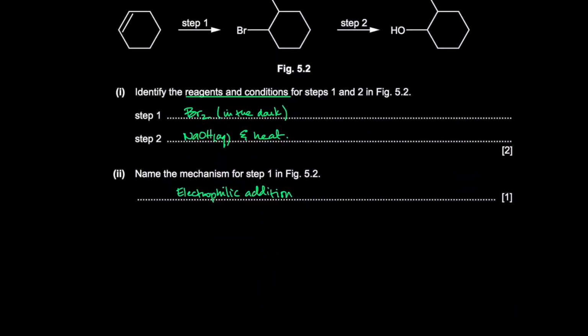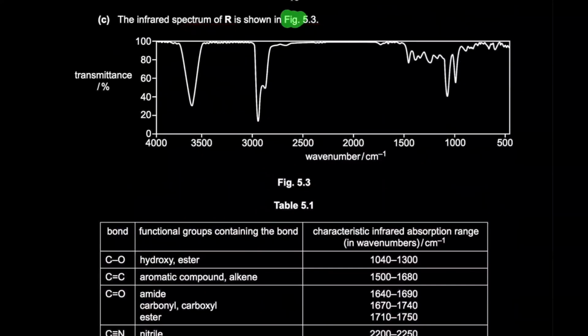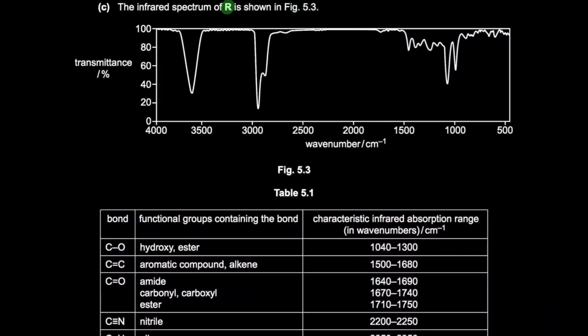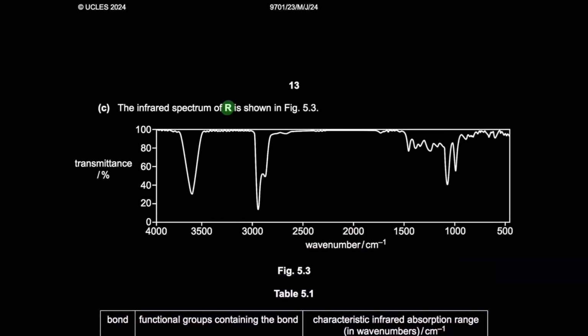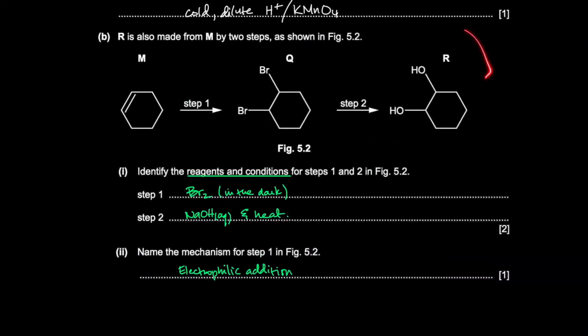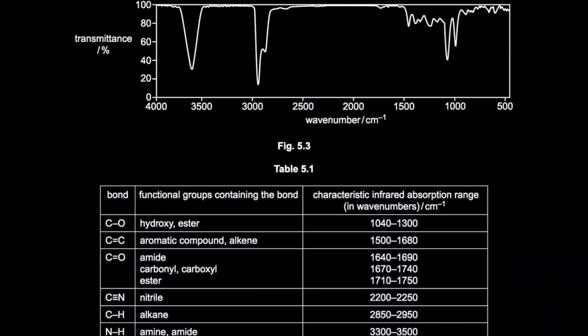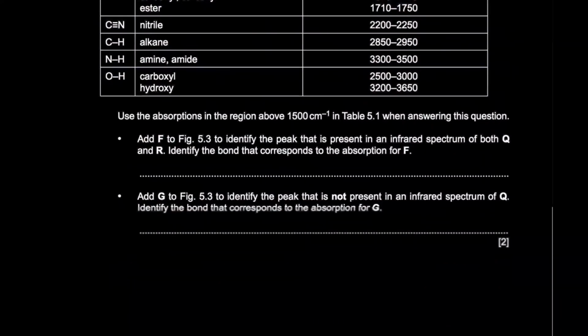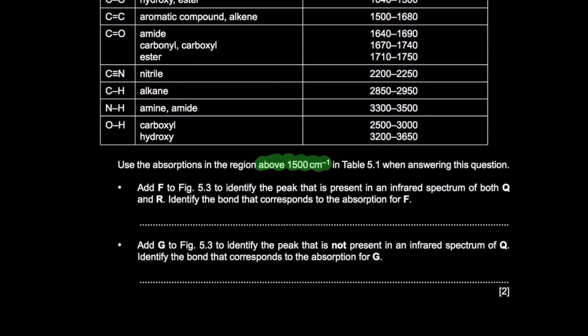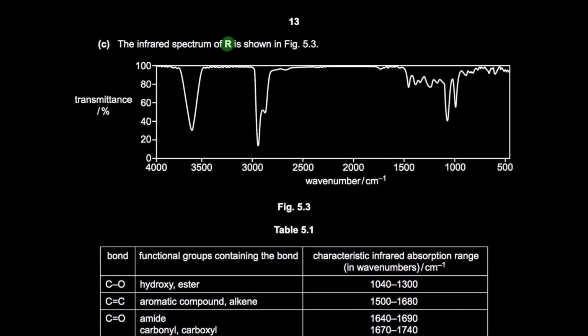The infrared spectrum of R is shown in figure 5.3. R is this one, with the two OH groups. Use the absorption in the region above 1500. So we're looking beyond the fingerprint region. The region below 1500 is the fingerprint region. So we're only looking at this region over here, to the left of the 1500. Again, we read this graph from right to left.